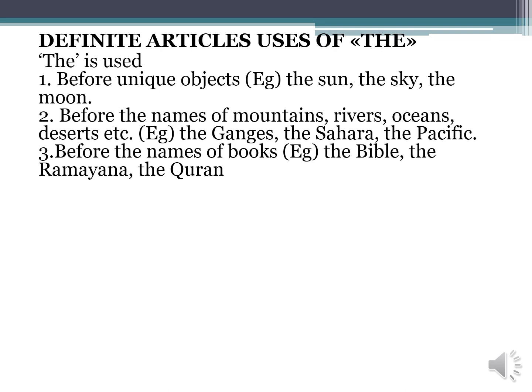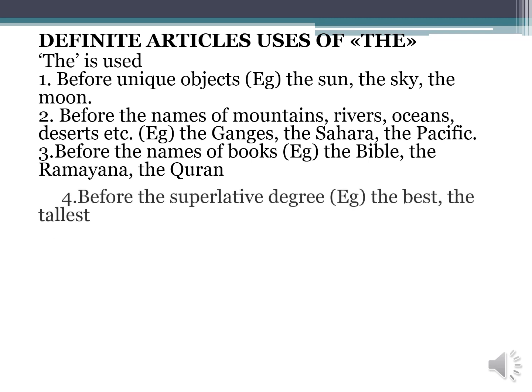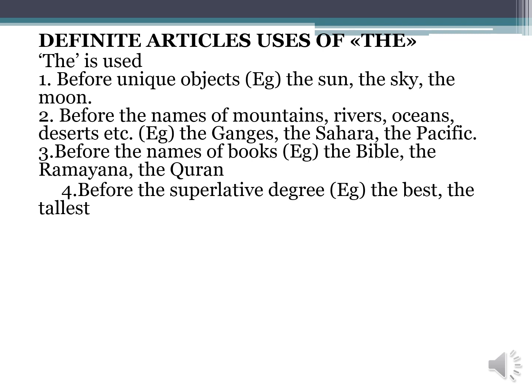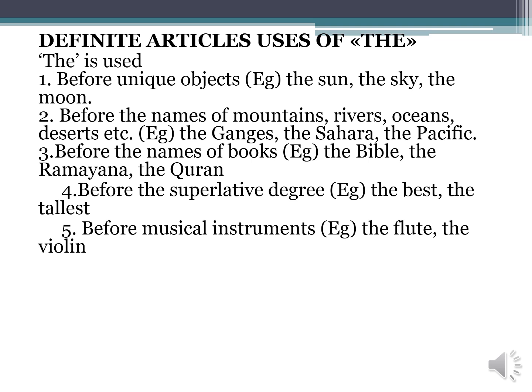Definite articles, uses of the. The is used before unique objects. Example, the sun, the sky, the moon. Before the names of mountains, rivers, oceans, deserts, etc. Example, the Ganges, the Sahara, the Pacific. Before the names of books. Example, the Bible, the Ramayana, the Quran. Before the superlative degree. Example, the best, the tallest. Before musical instruments. Example, the flute, the violin.